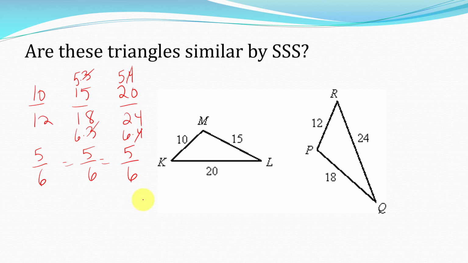If you didn't do that, then you would just divide 10 divided by 12 and you'd get a decimal. Compare that, 15 divided by 18, get a decimal. 20 divided by 24, get a decimal. And compare those decimals. Either way would have worked there. So this is a yes.